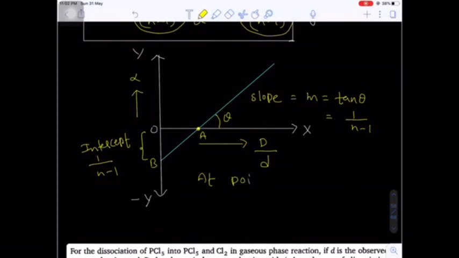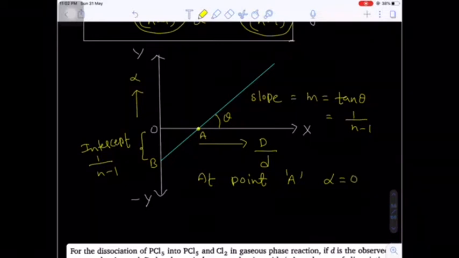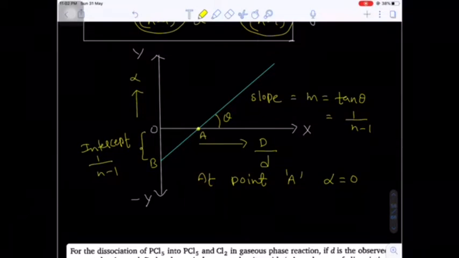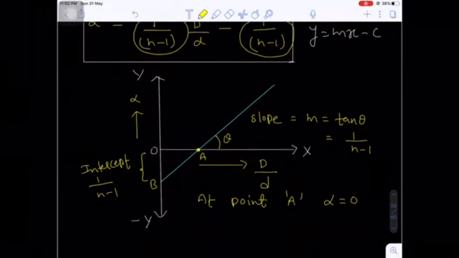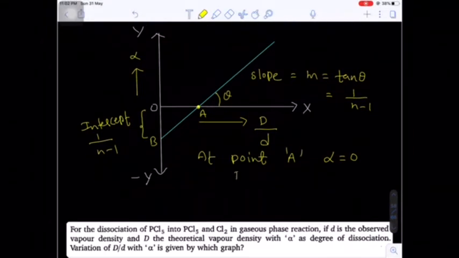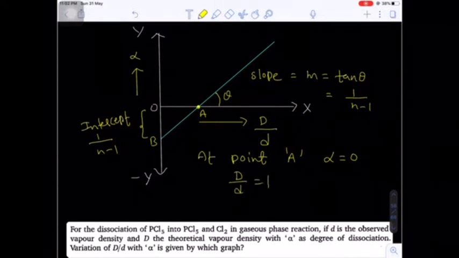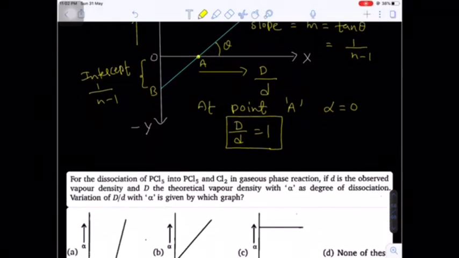Now at point capital A, on the x-axis the y value is 0. What is the y value? Alpha. So alpha becomes 0. When alpha becomes 0, then what is capital D by small d? That is equal to 1. Capital D by small d value is equal to 1. Are you getting my point?